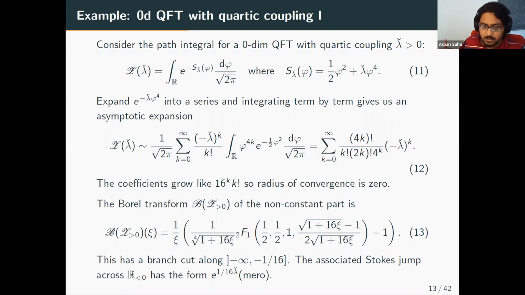And the Stokes jump, the Borel resummation is a Laplace transform. So the Stokes jump is the difference of two Laplace transforms. So that is given by a Hankel contour integral around this branch cut.